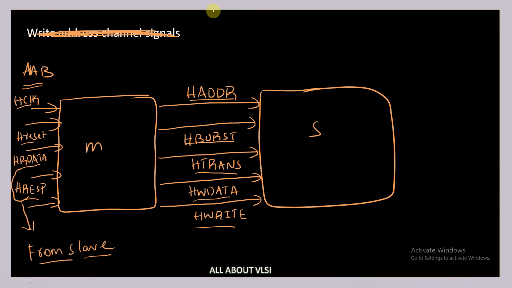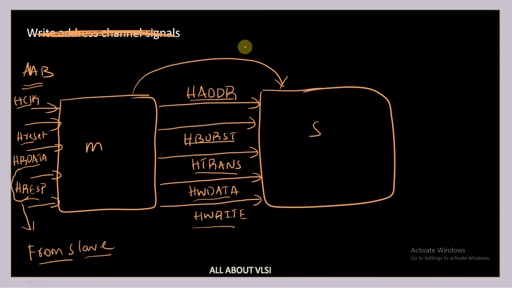Let's say I want to perform a write operation, that is, the master is going to send the data to the slave. How am I doing this in the AHB protocol? First of all, I am going to provide the address signal which is associated with that particular transaction. And next, if it is a burst transfer, then I'm going to provide the burst information using HBURST.